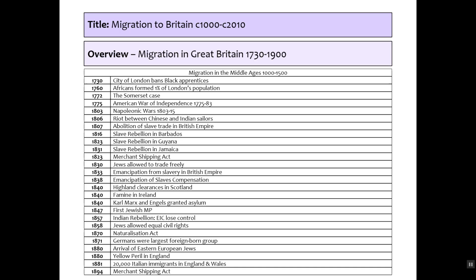By 1840, we've got famine in Ireland that has an impact. We've got the EIC and the Indian Rebellion, where India becomes part of the British Empire and no longer a public company. Jews being given full civil rights. The Yellow Peril in England by 1880. We've got huge amounts of European immigrants in 1881 and 1894. But most importantly, we've got the Merchant Shipping Act.